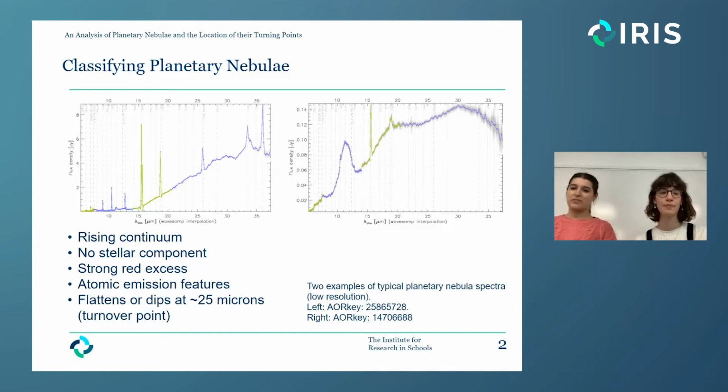This leads on to the two main reasons why we decided to focus our research on planetary nebulae. The first is the variation in the turning points. Some of the planetary nebulae had turning points at 20 microns, whereas others had turning points at 35 microns, and we wanted to find out why this was. The second reason is because there was confusion between oxygen-rich evolved stars and planetary nebulae, so we wanted to try and work out the key points as to why these are confused to help other groups in the future.